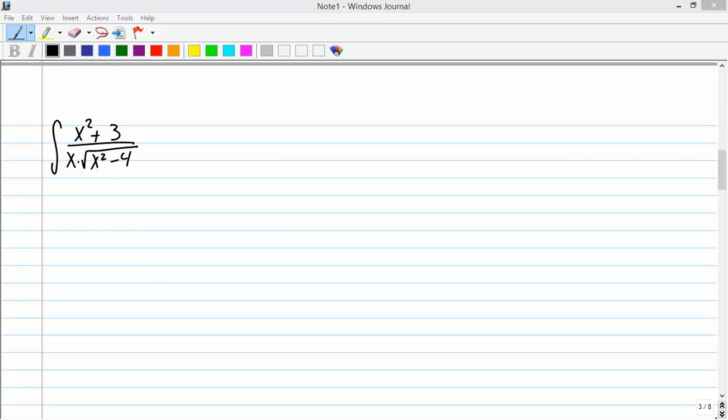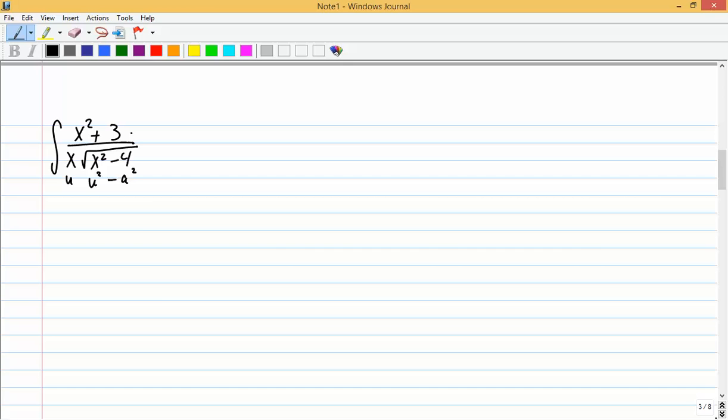I do see something on the outside of a radical, and I see a square root on the bottom, and we have an x squared minus 4, so that's like a u squared minus a squared. If that's u squared, then u is x. The only problem is I have all this extra stuff up here. All this extra stuff is a problem.